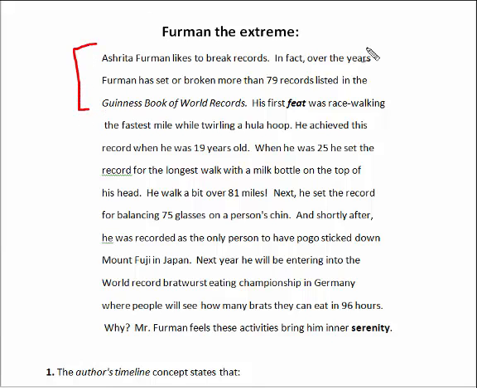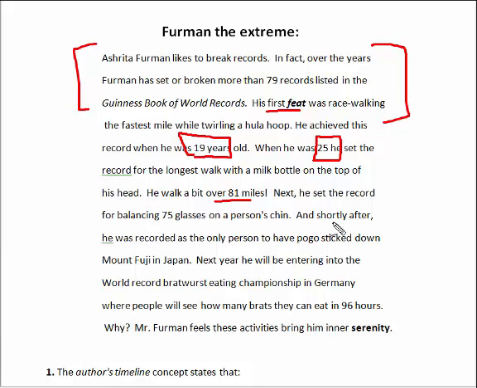Now, using the timeline, we expect to have some background information about Furman and then progressively go from old information into more new information. Let's go ahead and see if that's true. His first feat, that's the first thing that we see here, was race walking with a hula hoop. He achieved this when he was 19. Background information. Then we progress to the timeline and see that Furman is now 25, progressing on and doing walking with bottles on the top of your head.